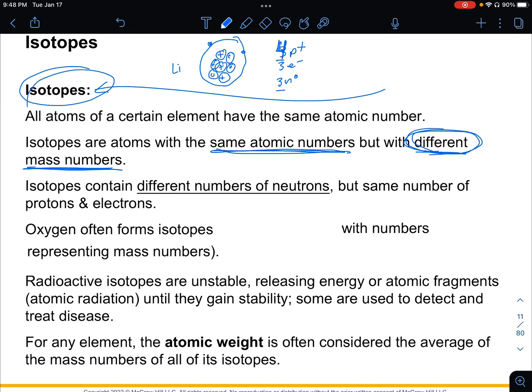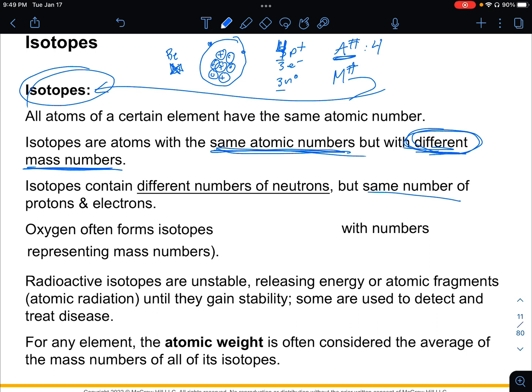So now we don't only have something that has a different mass number, but it also has a different atomic number, making the atomic number, see if I can write things, the atomic number is now 4, which makes this not lithium, this is now beryllium. So changing the atomic number changes the chemical entirely, but changing the mass number just makes it an isotope. Same atomic number, different mass numbers. Our isotopes contain different numbers of neutrons, but the same number of protons and electrons.